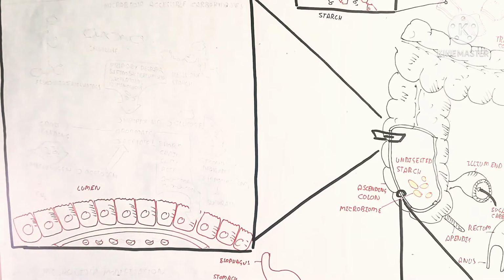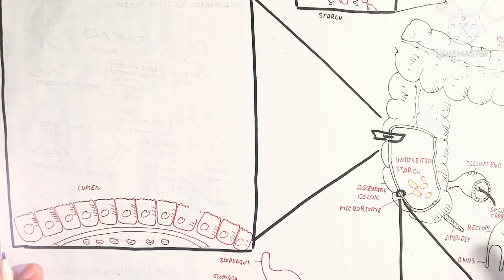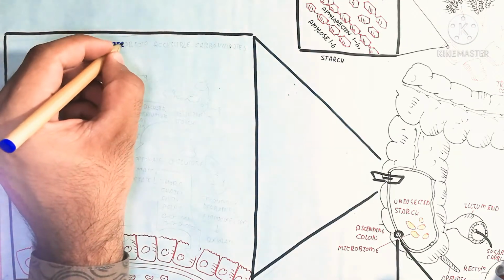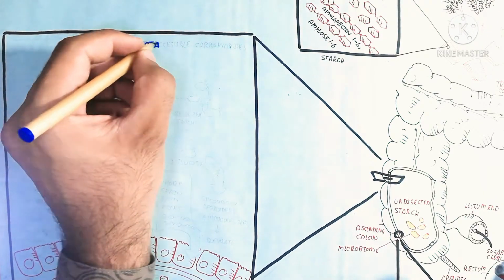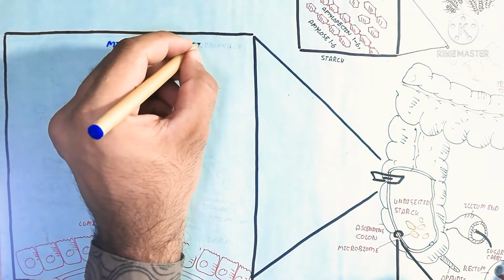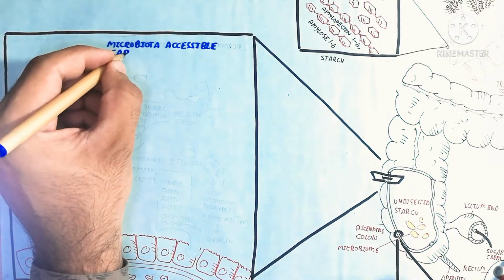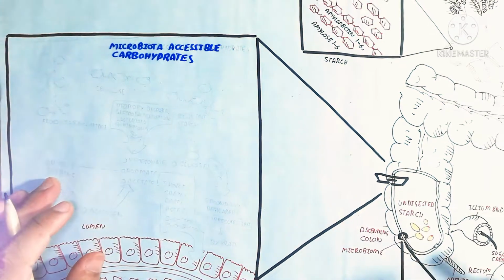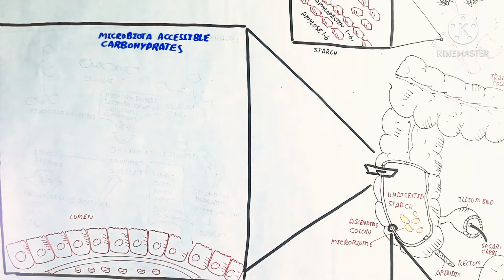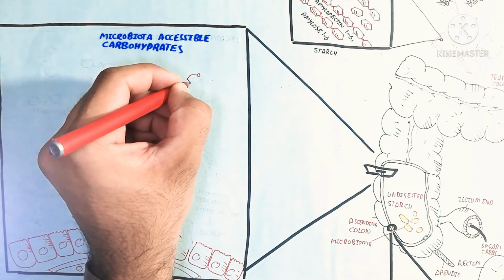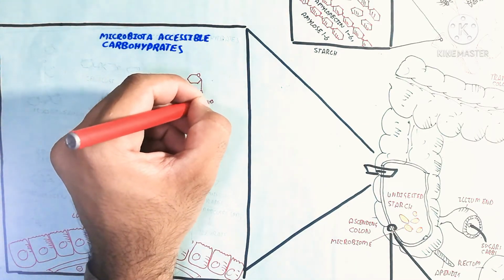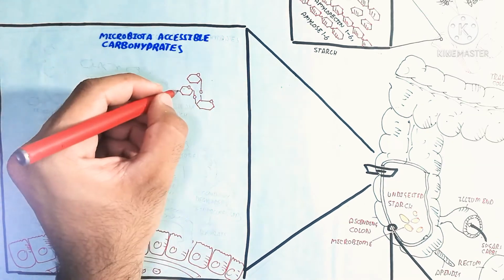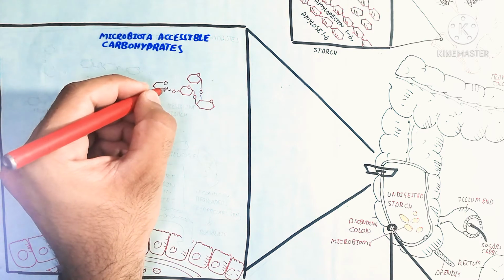So for these accessible carbohydrates, here is the enterocyte and here is the blood vessel. The accessible carbohydrate can be fructooligosaccharides, cellulose and resistant starch. The resistant starch means it resists digestion in our gut, so that is difficult to digest in our gut. So how do we break it down?